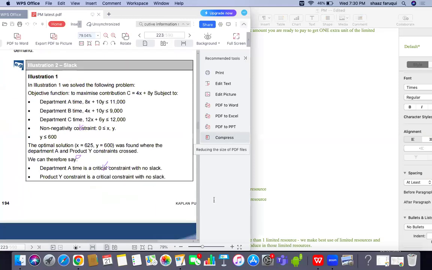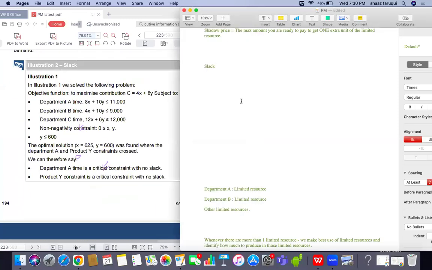For department A, there is no Slack. For department B, there was a Slack. Also, product Y demand was a constraint: demand is not more than 600. Again, there is no Slack.